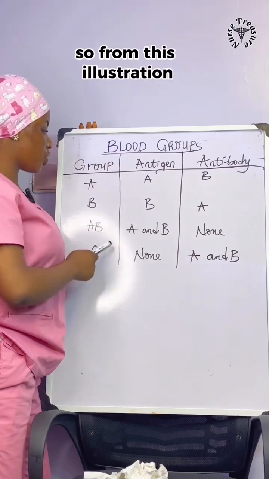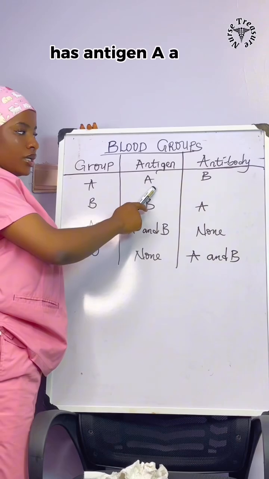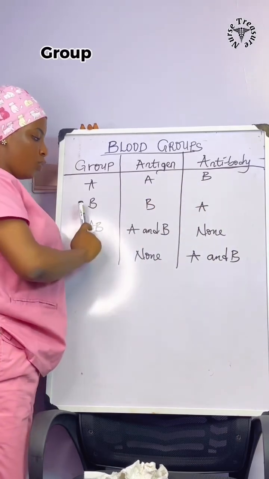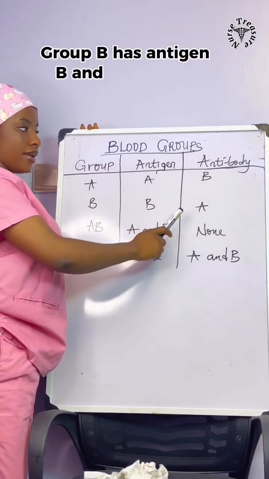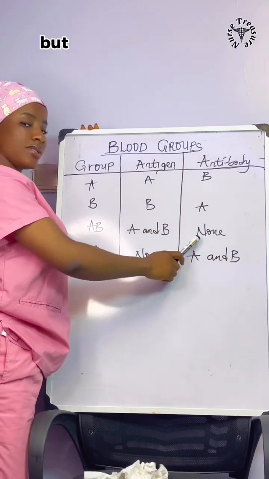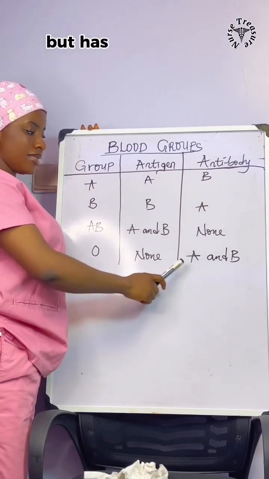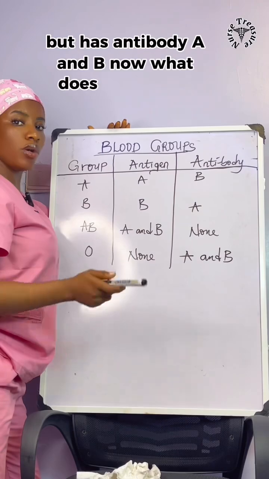So from this illustration, we were made to understand that blood group A has antigen A and antibody B. Group B has antigen B and antibody A. Group AB has antigen A and B but has no antibody. Group O has no antigen but has antibody A and B. Now, what does this tell us?